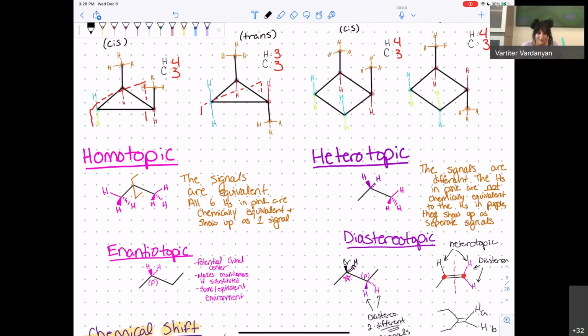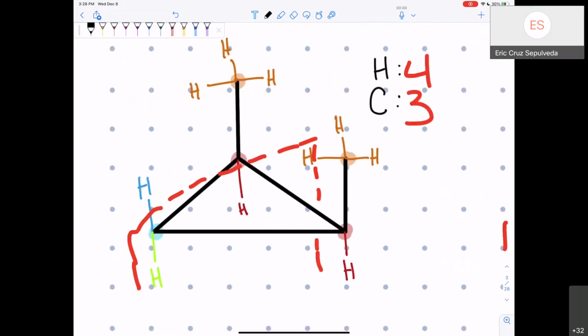You see that triangle you have on top left? How are those signals different? Okay, so for this one, the two methyls are pointing up. The hydrogen that is pointing up is seeing two methyls, whereas the hydrogen that's pointing down is seeing two hydrogens. So they're completely different.